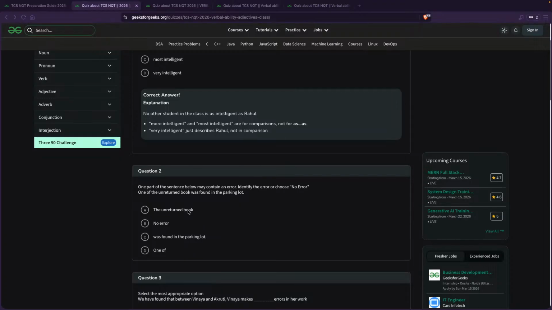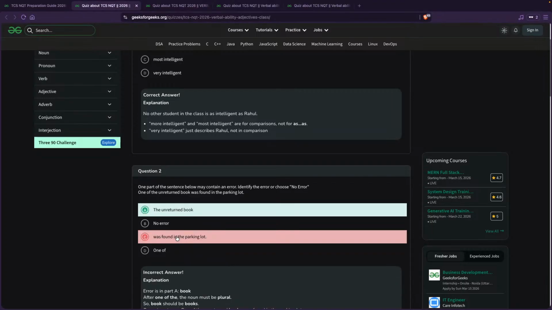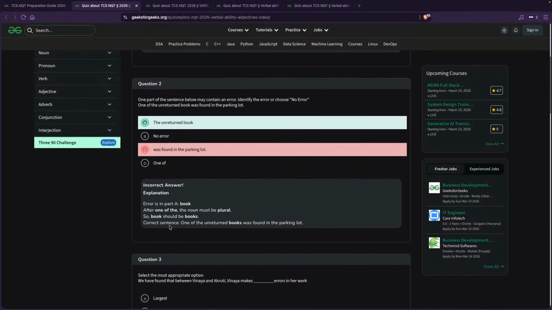One of the means, if I recall correctly, each one of them is singular. Now, one of the unwritten book, I think it's also singular, so I think a word like that should come. I'll go with C. No, unwritten book. Let's see. After one of the, in part A, book. After one of the, the noun must be plural. Oh, books should come.